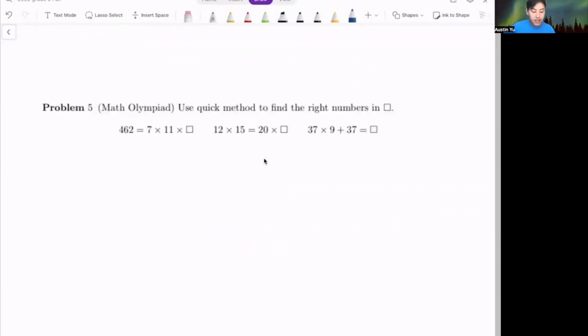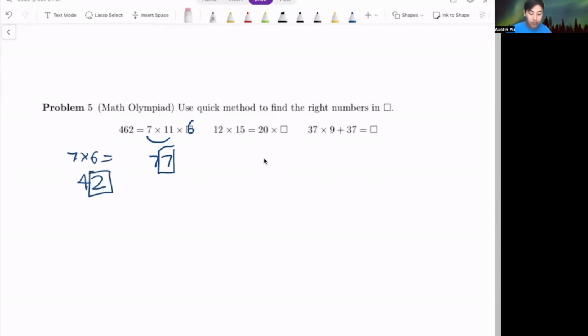For this problem, we can see that 7 times 11 is 77, but we only have to worry about the unit digit, which has to equal 2 if we multiply it by something else. And quickly, we figure out that the number must be 6, because only 7 times 6 gives us 42, which has a 2 in the units digit. So therefore, the answer is 6.